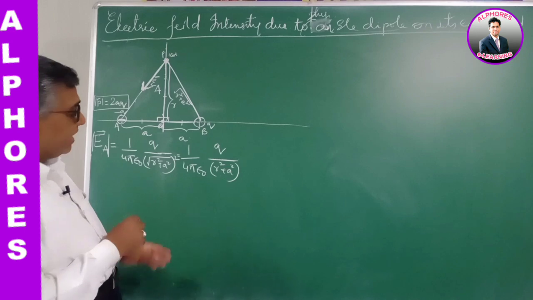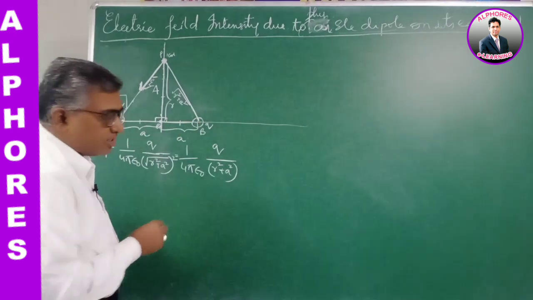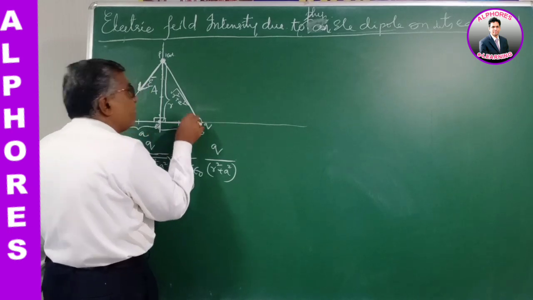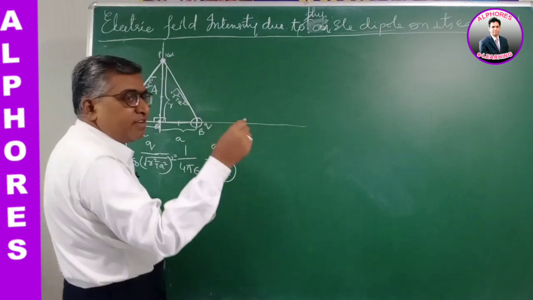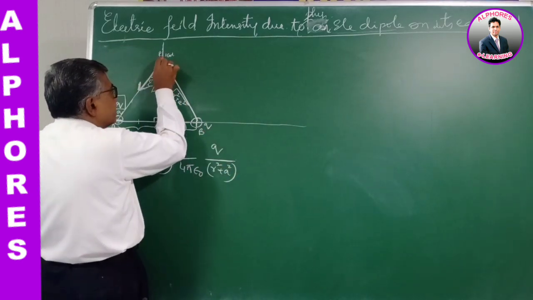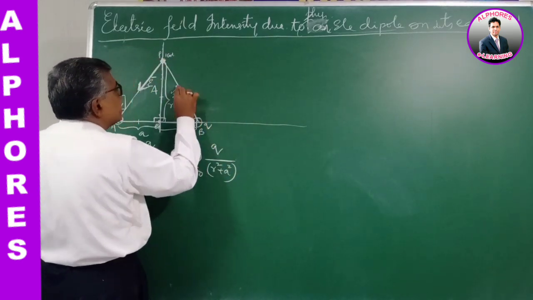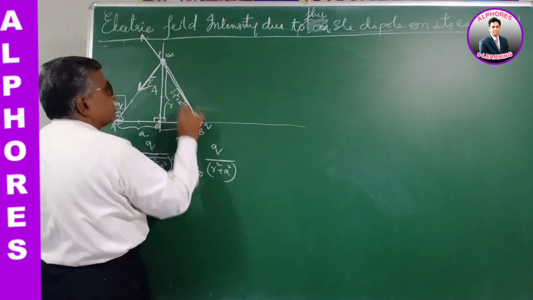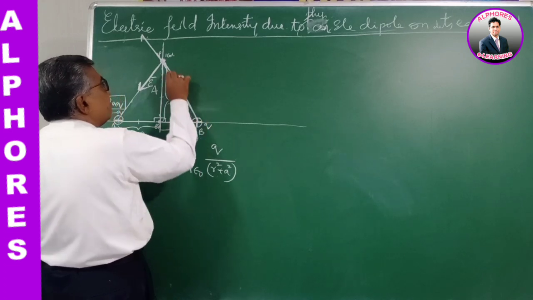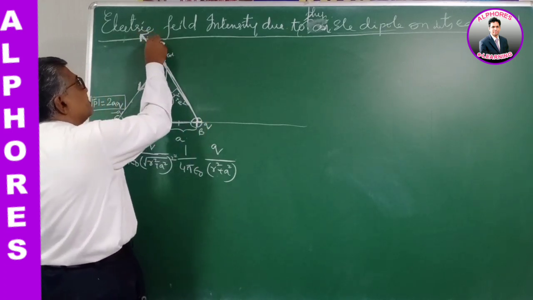Now similarly, the electric field due to the charge at B. So the field due to the point charge at B. This is a positive charge. I want the field here. So wherever you want to find the electric field, you have to imagine a unit positive test charge. So this is the positive test charge. This positive charge at B, Q, will repel this positive test charge. So this is EB.